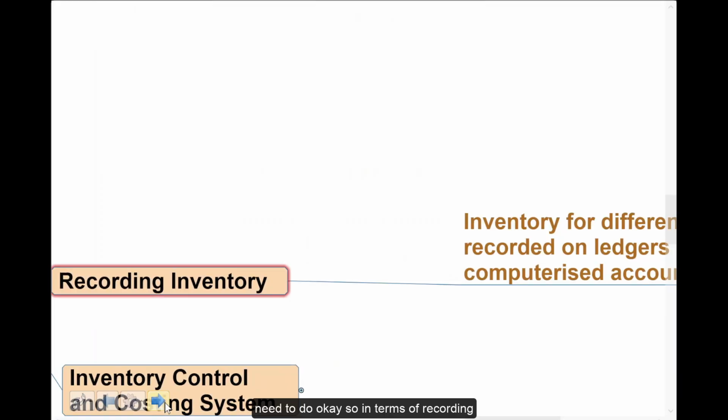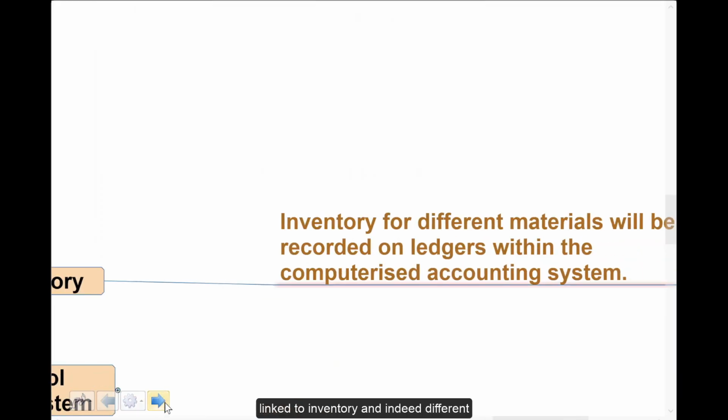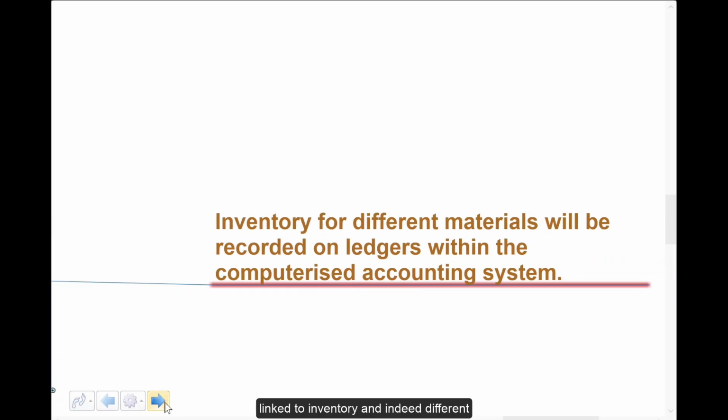Okay, so in terms of recording inventory, obviously material is linked to inventory. And indeed, different materials will be recorded on ledgers within the computerized accounting system. Inventory could be raw materials, it could be work in progress, it could be finished goods, a range of, as mentioned from the off, different types of inventory.